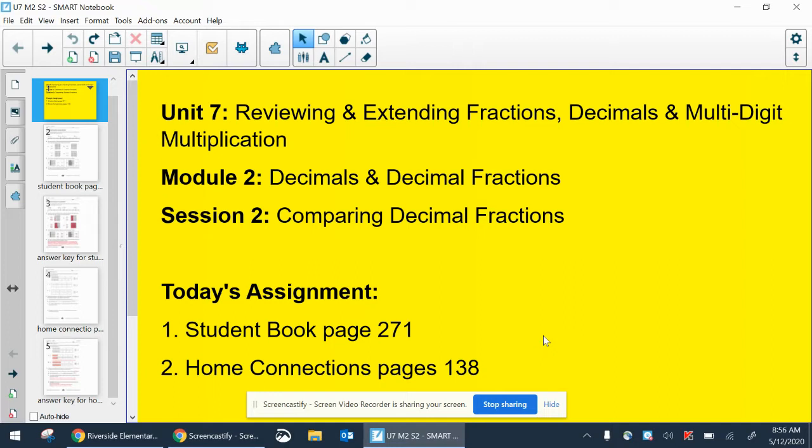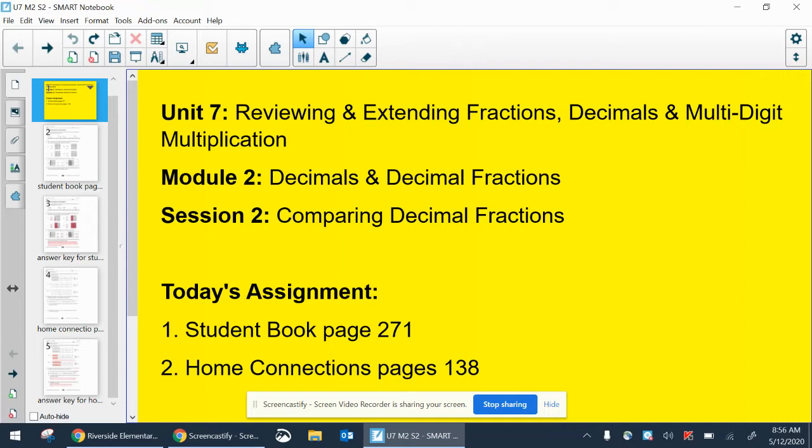So in this Unit 7, we're continuing our work with fractions and decimals, and not quite yet with some of our review with multi-digit multiplication. We've really been focusing in on our decimals and decimal fractions, and we'll continue with that today. Today, in session 2, we will be comparing decimal fractions together. Our assignment will be student book page 271, followed by a home connections page 138.